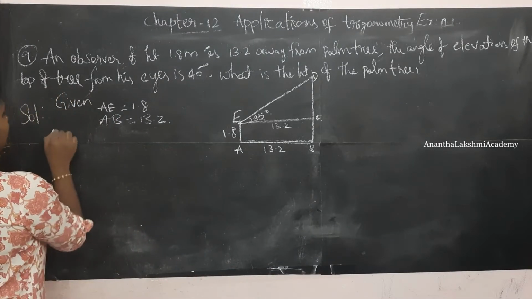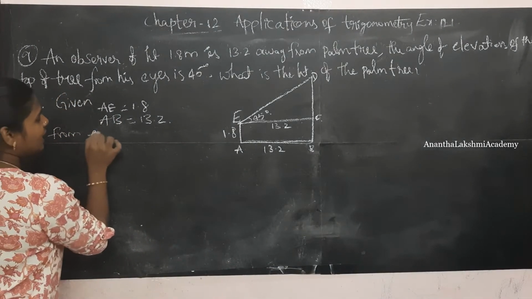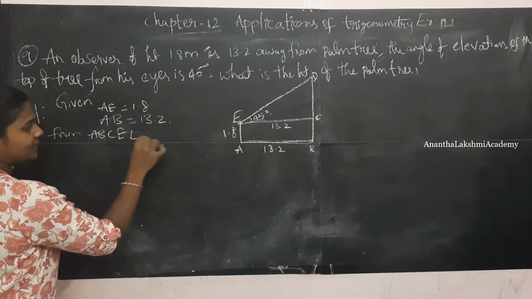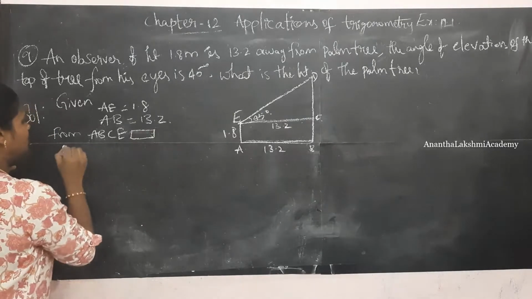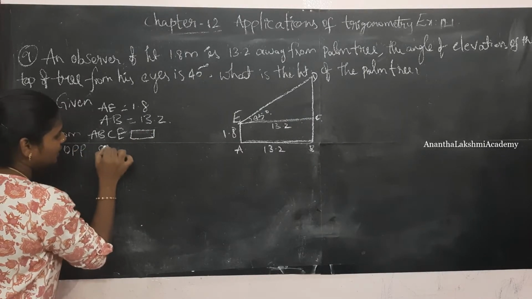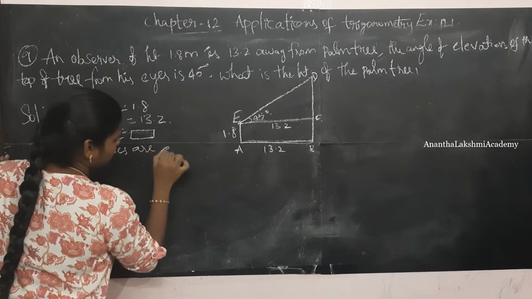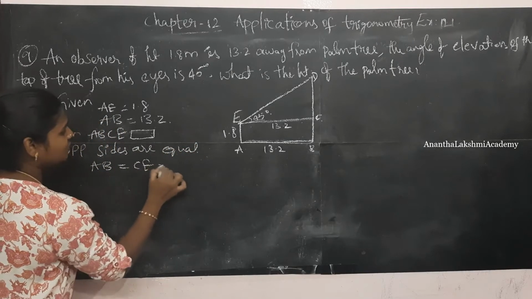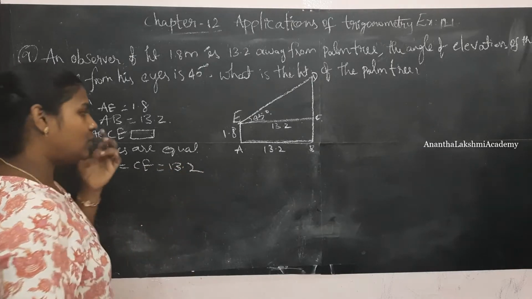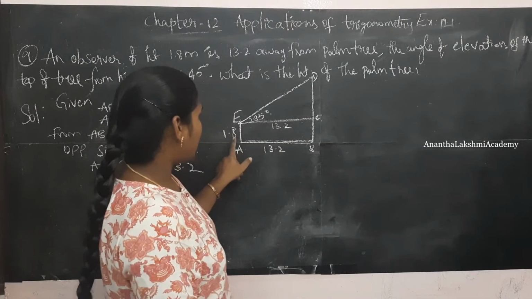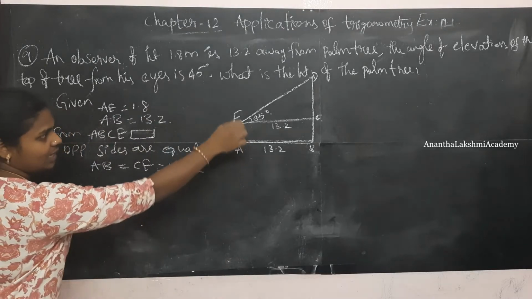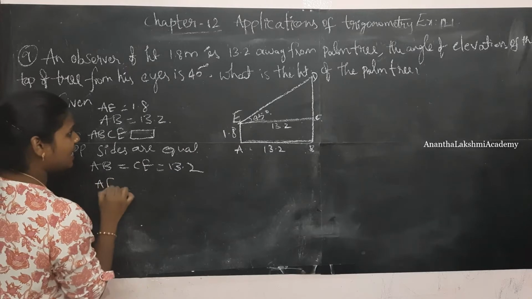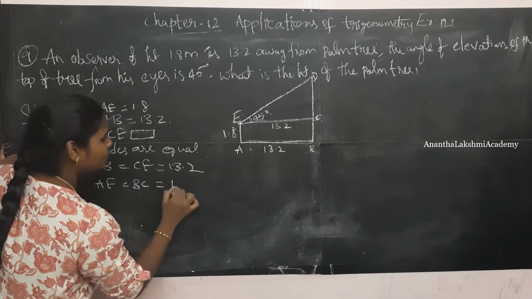Okay, from A, B, C, E, this is a rectangle, opposite sides are equal, and hence AB is equal to CE is equal to 13.2. In order to figure out the palm tree, AB is equal to CE is equal to 13.2. In the same way, AE is equal to BC is equal to 1.8.